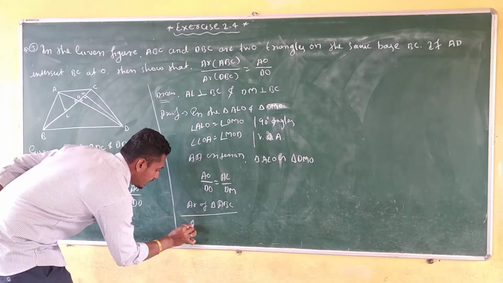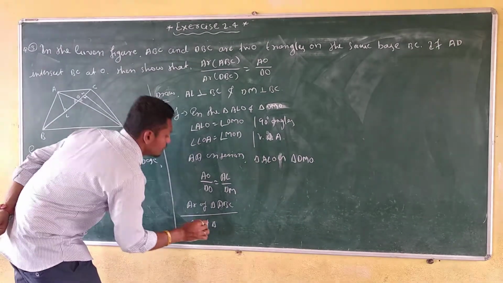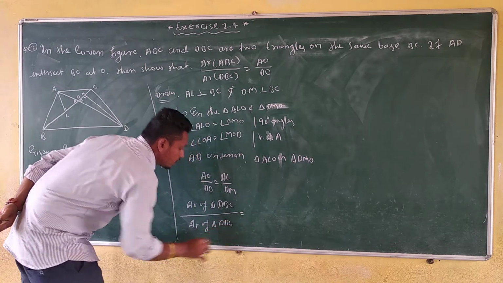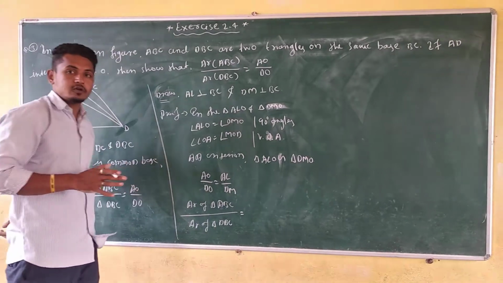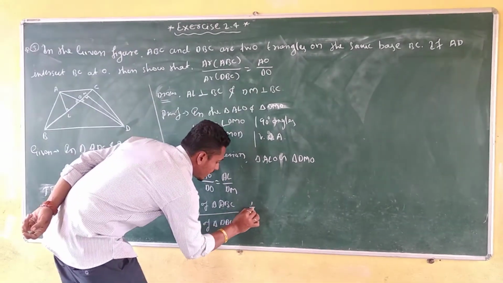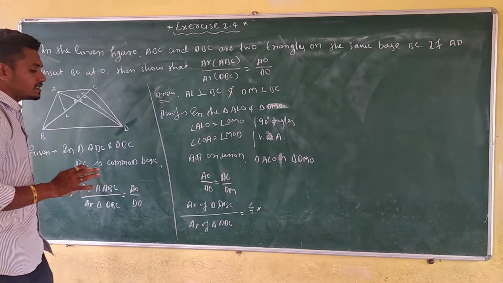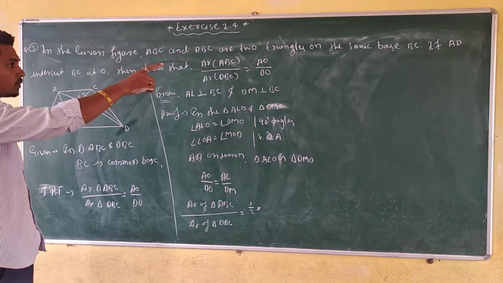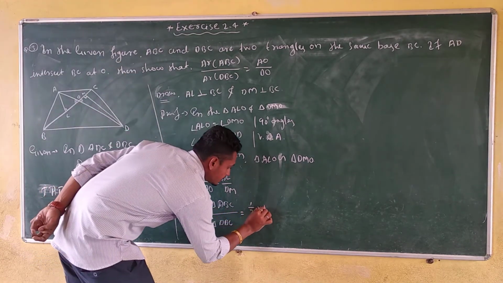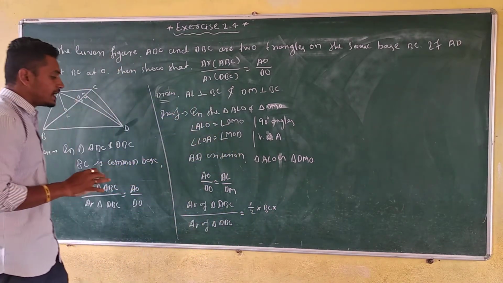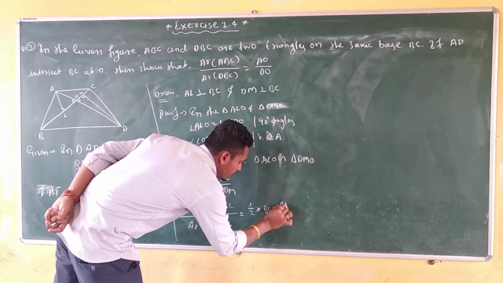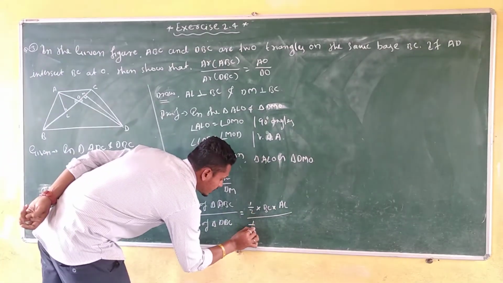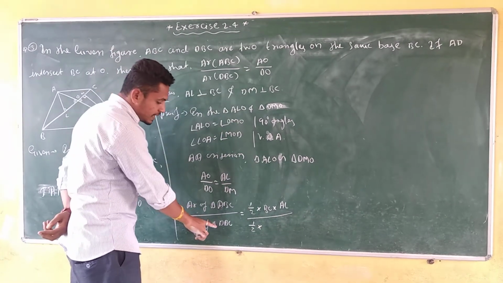So now the area of triangle ABC divided by the area of triangle DBC is equal to, what is the formula for finding the area of a triangle? 1 divided by 2 into base into height. So 1 divided by 2 into, what is the base of ABC? The base is BC, into height. What is the height of triangle ABC? The height is AL.